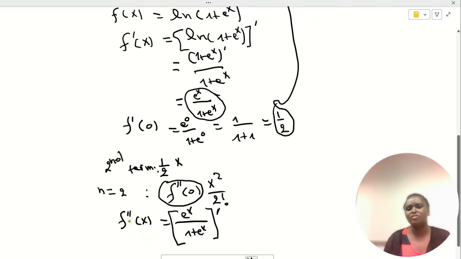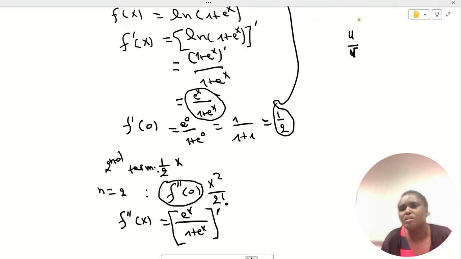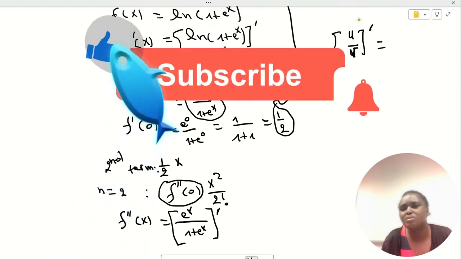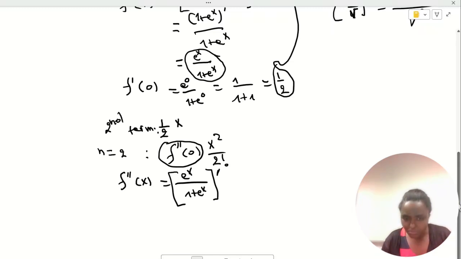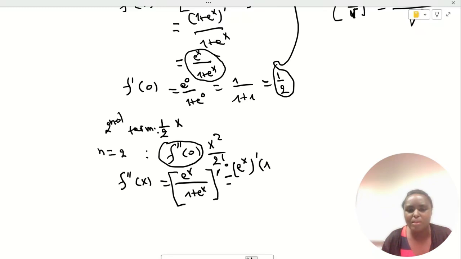Do you remember how to differentiate a fraction? The formula is this: if we have u over v, and we want to differentiate this fraction, this is equal to u derivative times v minus u times v derivative over v squared. Yeah, that's the formula that we need to use down here. And if we use that formula, what do we get? We will get that this is equal to e power x derivative times 1 plus e power x and minus e power x times 1 plus e power x derivative over 1 plus e power x and squared.